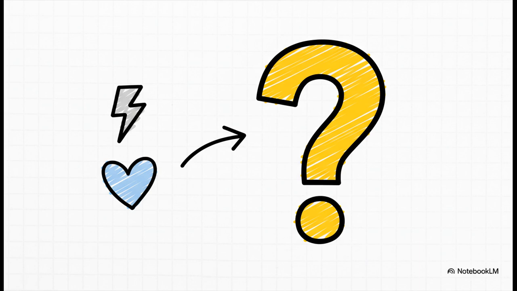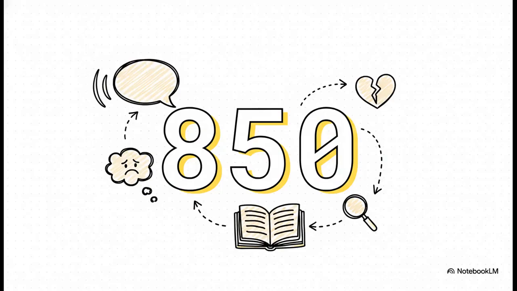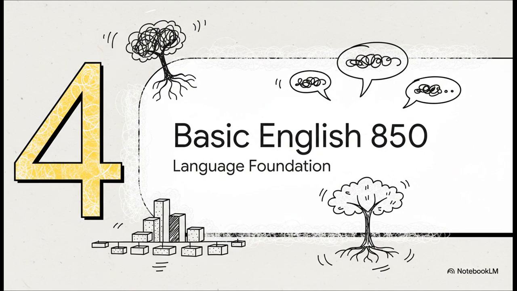That's cool, it's useful, for sure, but that's not the whole story. There's another reason this one little word is so important, that it actually deserves its own explainer. The answer isn't just about what the word means, but about where it belongs. It's got this special status that most other words just don't. I want you to remember this number, 850. It might seem random, but it is the key to understanding why regret is so fundamental to the way we speak English.